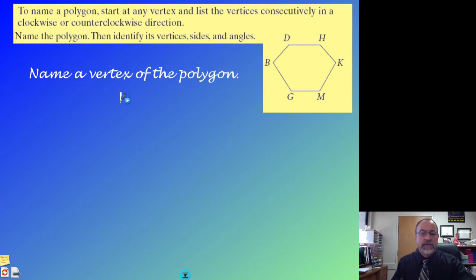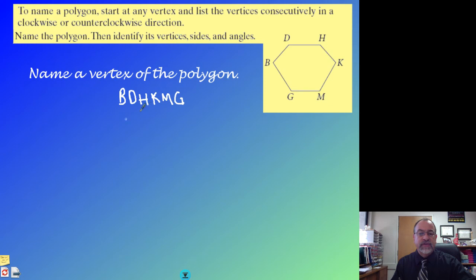So let's say we started at B, and let's go clockwise: B, D, H, K, M, and G. This would be the name of this polygon here. Now what would be the vertices? The nice thing about putting them in this order is that each of these letters is a vertex. So you have a B vertex, a D vertex, an H vertex, a K vertex, an M vertex, and a G vertex. Each one of these is a vertex.